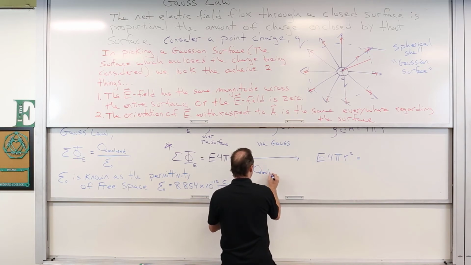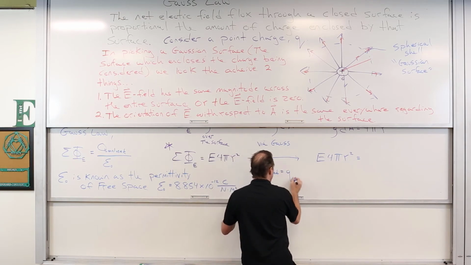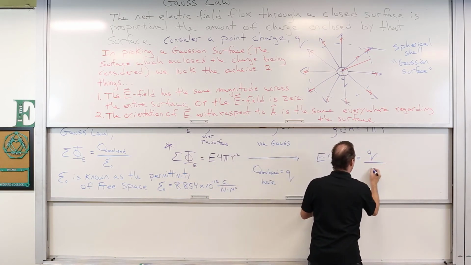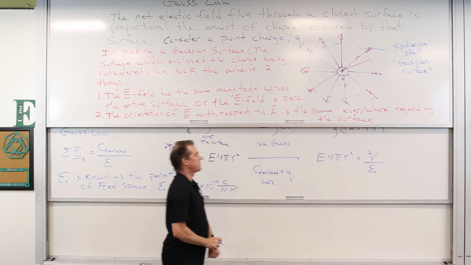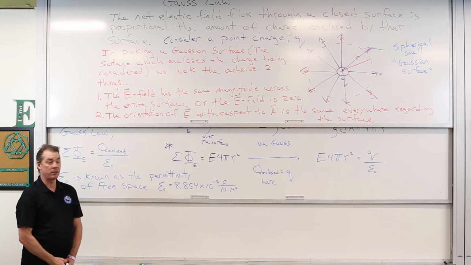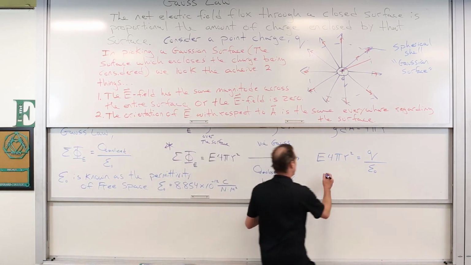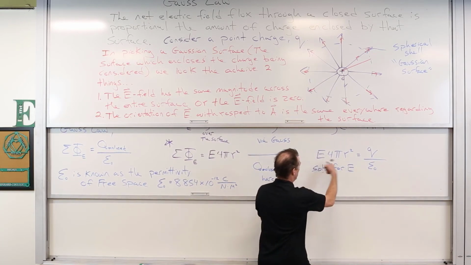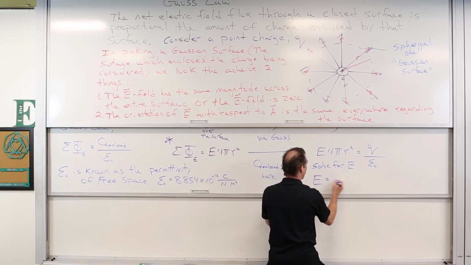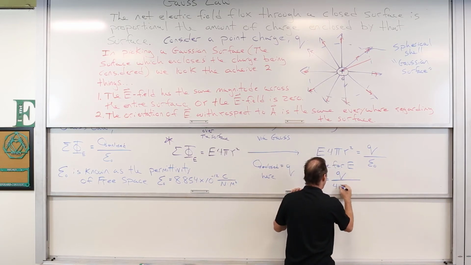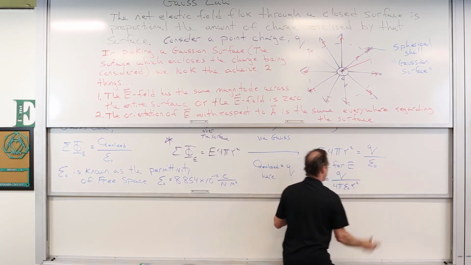Q enclosed is just our little q here. So we'll have q divided by the permittivity of free space. All right, what can we do with this? Well, with this, we can now solve for the electric field. Solve for E. We say that the electric field is equal to q divided by 4 pi epsilon 0 r squared.